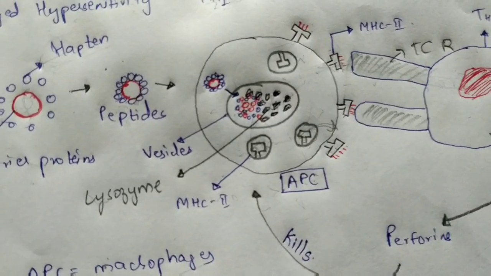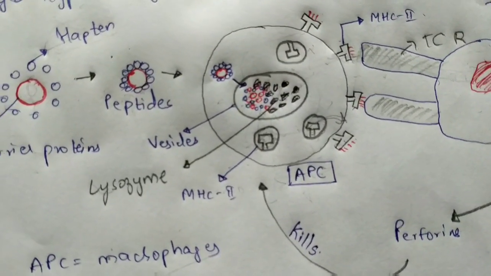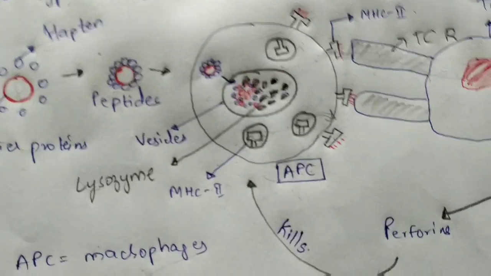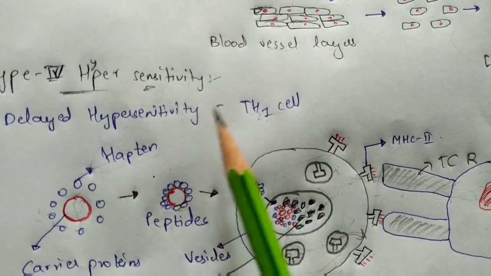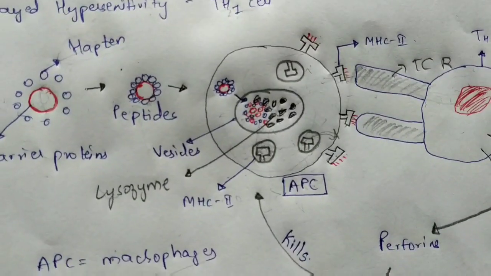As these macrophages are present in the tissue, the total tissue will also get damaged. In this way the damage of the tissue takes place, and the damage is said to be type 4 hypersensitivity. Okay, and this is up to one part.